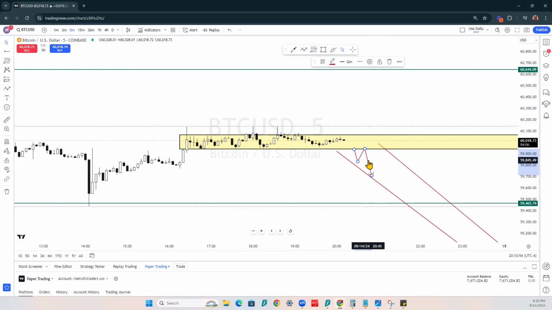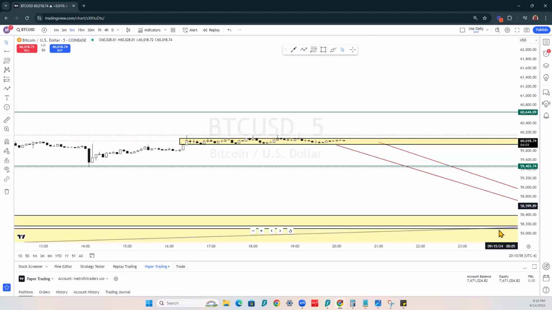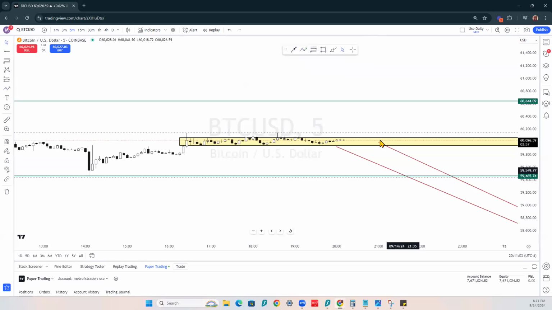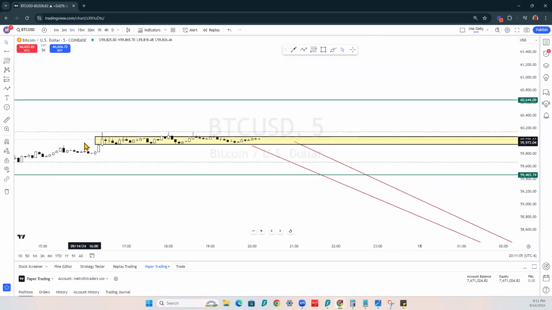Okay. Now I wouldn't take a trade until it goes down to those yellow areas for an uptrend continuation. Okay, based on the Fibonacci.